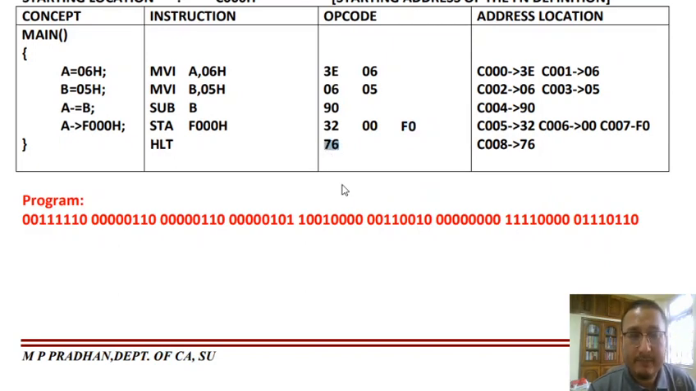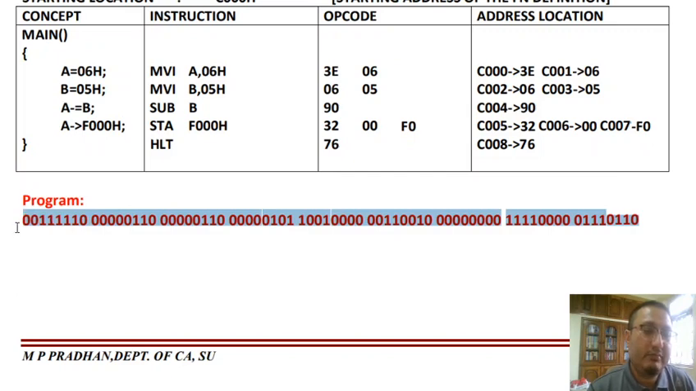As I've already said, whenever the microprocessor interprets the program, it always considers the first byte to be an instruction byte. Based on that, it will interpret all the other instructions participating in the program. Now I've stored the program in the computer's memory. At C000 we have 3E, at 1 we have 06, at 2 we have 06, at 3 we have 05, at 4 we have 90, at 5 we have 32, at 6 we have 00, at 7 we have F0, and at 8 we have 76. So this is the binary representation of the program that is capable of subtracting one number from another number.